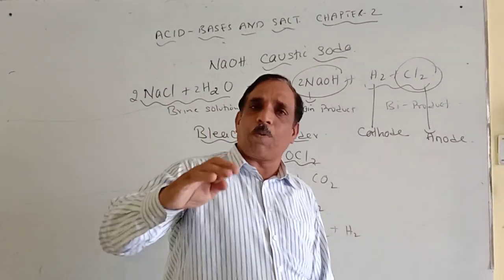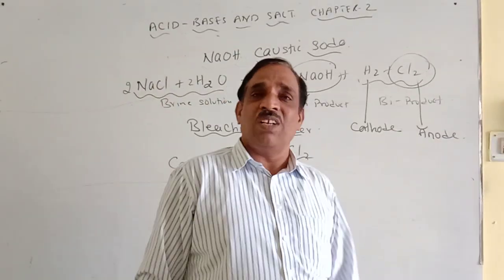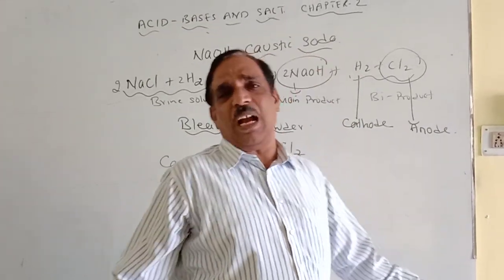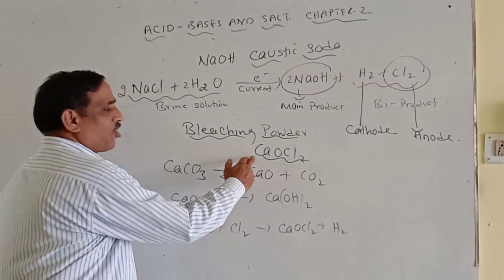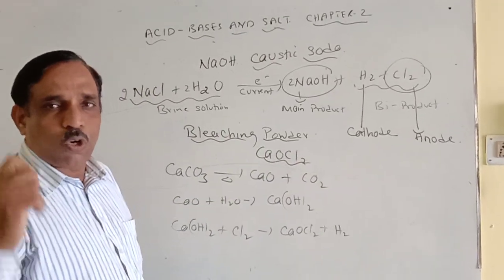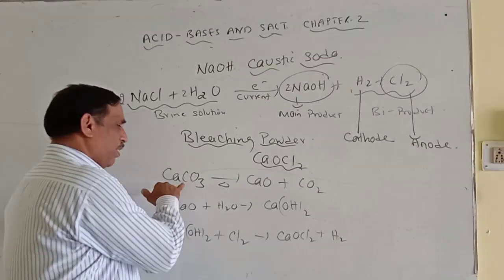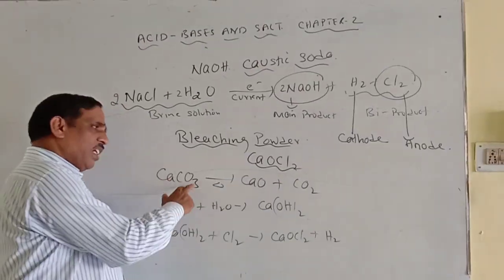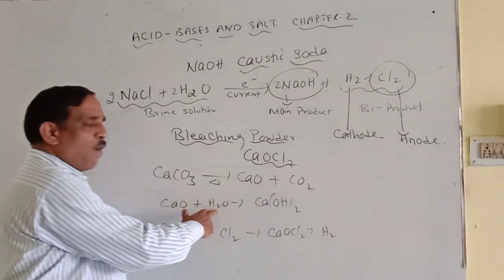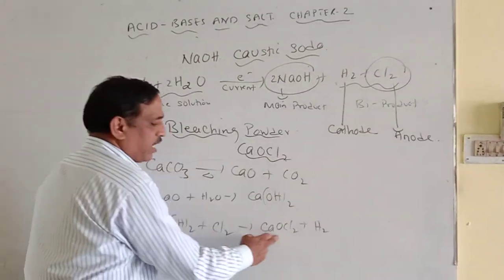The next important product which we are going to talk about is bleaching powder. It is one of the most commonly used disinfectants in India, and it is chemically calcium oxychloride, commonly called bleaching powder. The raw material required is, first, limestone. Limestone on heating will produce lime and carbon dioxide. Lime when reacted with water forms slaked lime. When this slaked lime reacts with chlorine, we'll get bleaching powder.